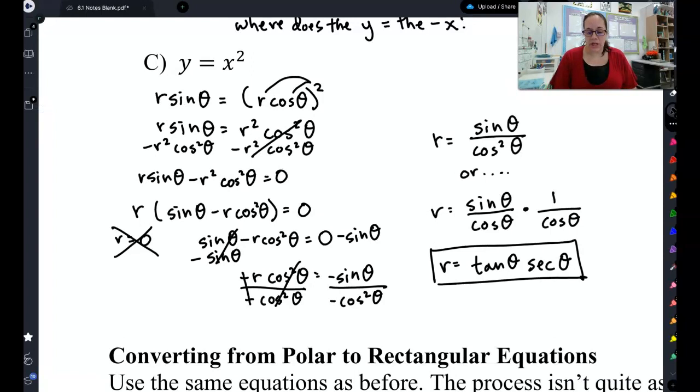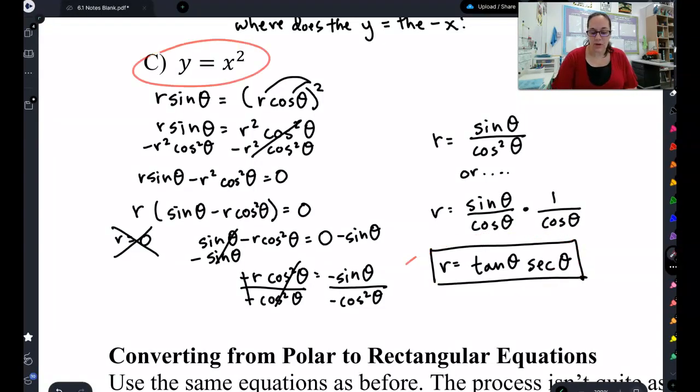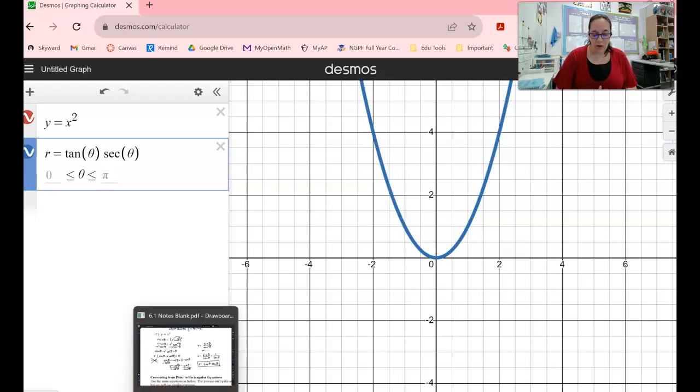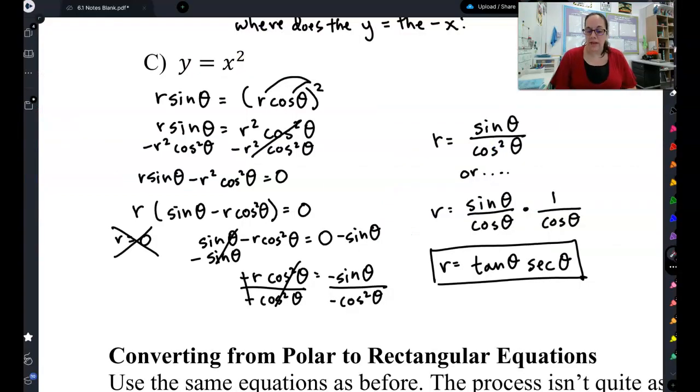And we can actually check this one in Desmos. If I take this equation and put them in Desmos, as you can see right here. So right now I just have y equals x squared. There's my parabola. Then I also have my r equals tangent theta secant theta. If I turn that one on, notice they are the exact same graph. So they're the same equation. One is just written with y's and x's. The other is written with r's and thetas.